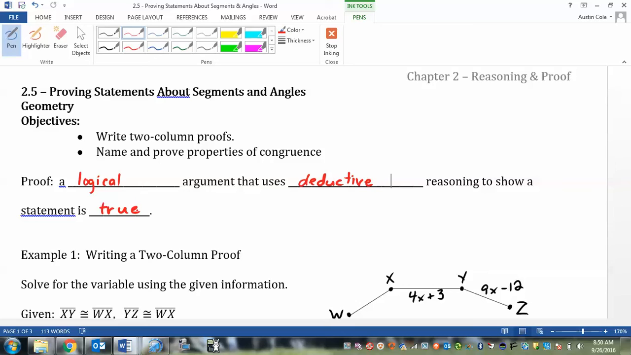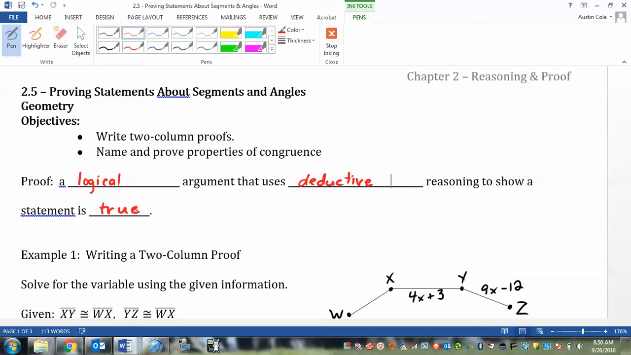Inductive reasoning is using your observations to make a conjecture. Okay, it's all about what you observe. There's nothing that's absolutely proven about inductive reasoning. There's no facts. So if I was a lawyer, I can't really use inductive reasoning because there's no facts and evidence behind it. Okay, deductive reasoning, that's when we're going to have some facts to back us up.